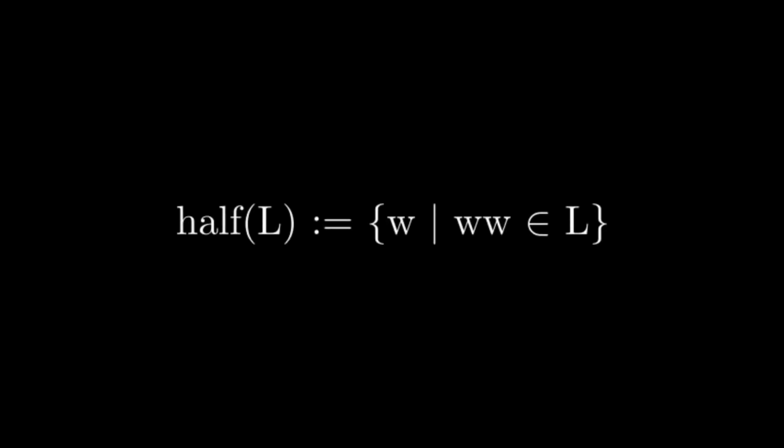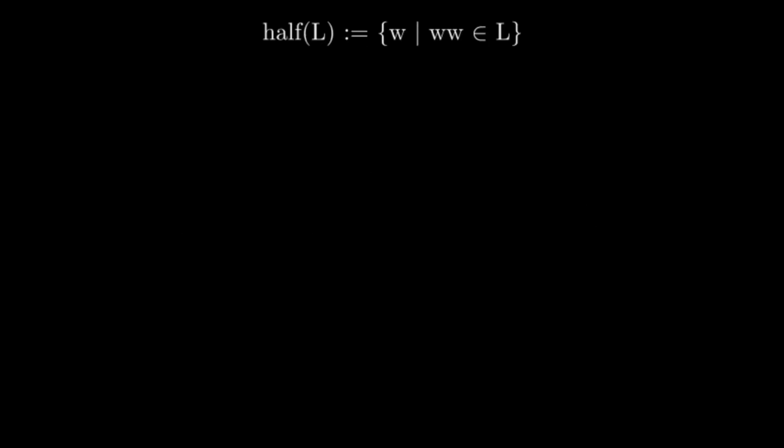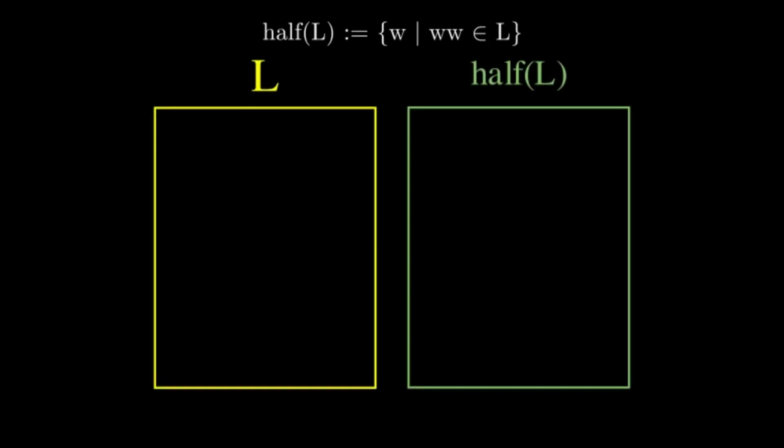Today we are going to talk about an example of transformations. Here is the definition of half-L. The language half-L contains strings that are exactly half of strings accepted in the language L. For example, let's say that the language L contains the following strings: AAAA, ABAB, ABC. Then half-L contains these strings, AA and AB.